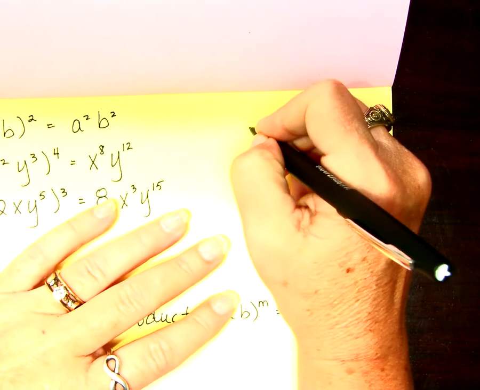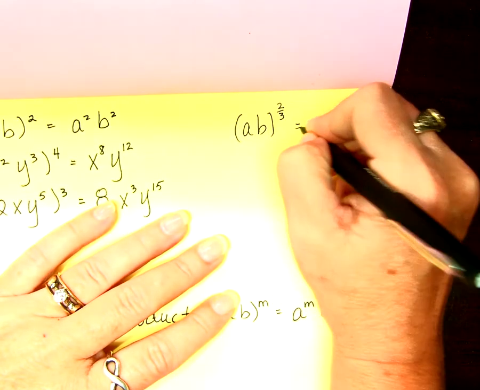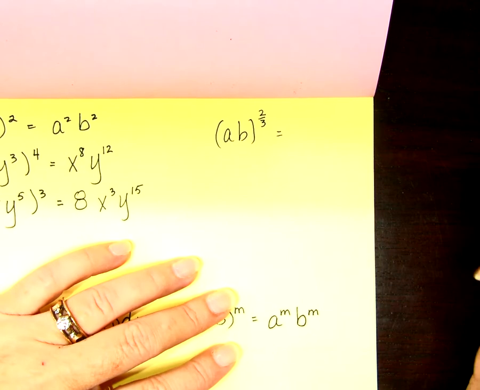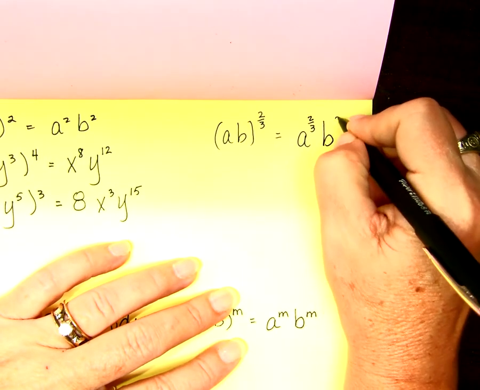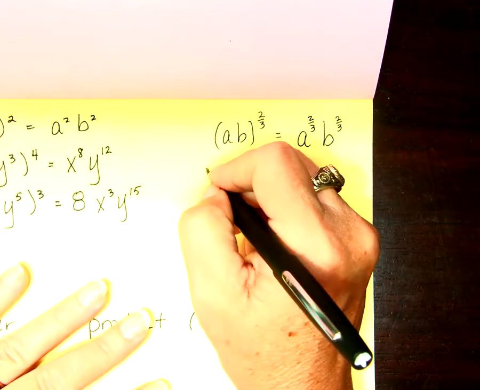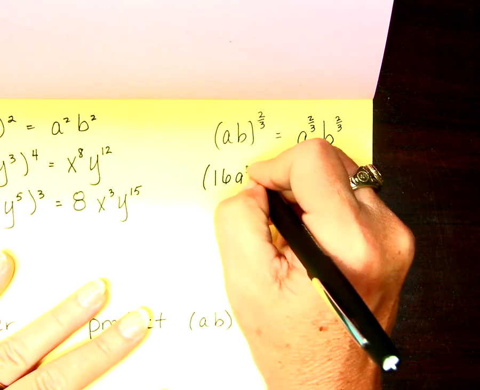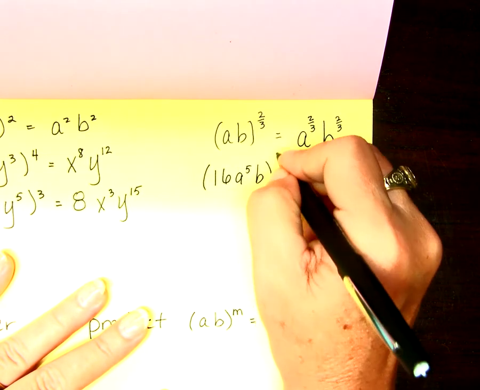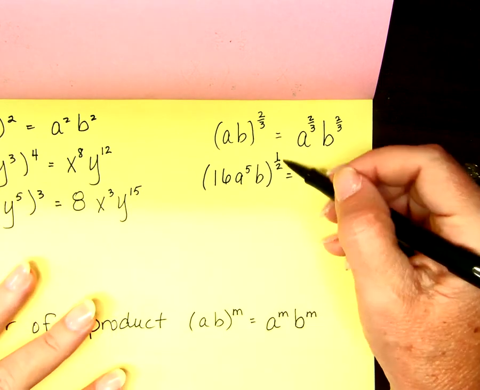So what about (ab) to the 2/3 power? a to the 2/3, b to the 2/3, right? Okay. (16 a to the 5th b) raised to the 1/2 power. No, no, no. 16 a to the 5th b raised to the 1/2 power.